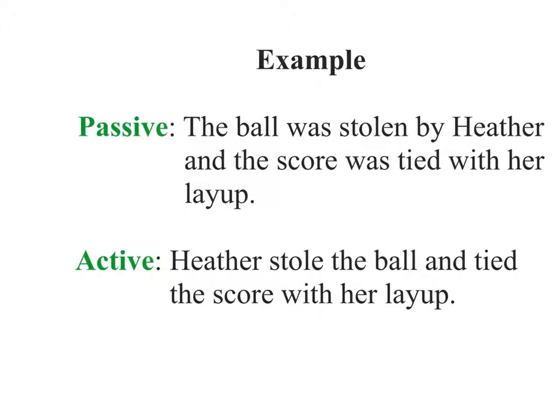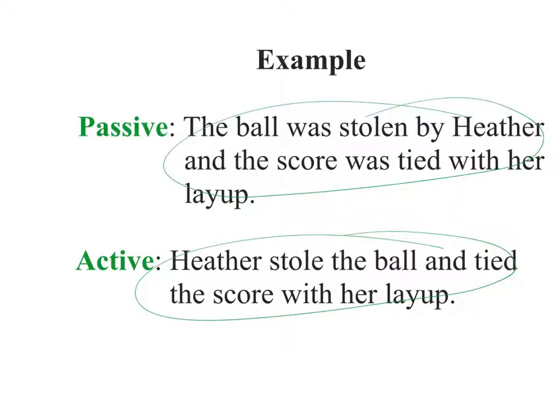For example, here we have two sentences, one in the passive voice, one in the active voice. In the passive voice, it says, the ball was stolen by Heather and the score was tied with her layup. In the active voice, that same sentence says, Heather stole the ball and tied the score with her layup. Now, which version is more efficient? Well, all you have to do is look at how many words it takes to say the same thing. In the active voice, it takes much fewer words to say the exact same thing. It's more efficient. It's more clear. Passive voice tends to be awkward and inefficient in its use of language.